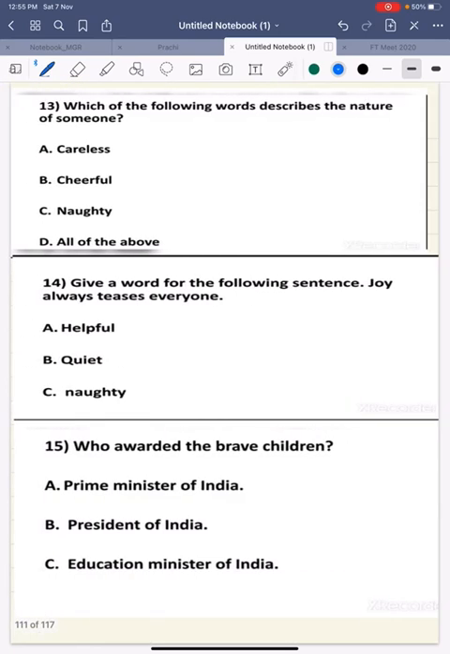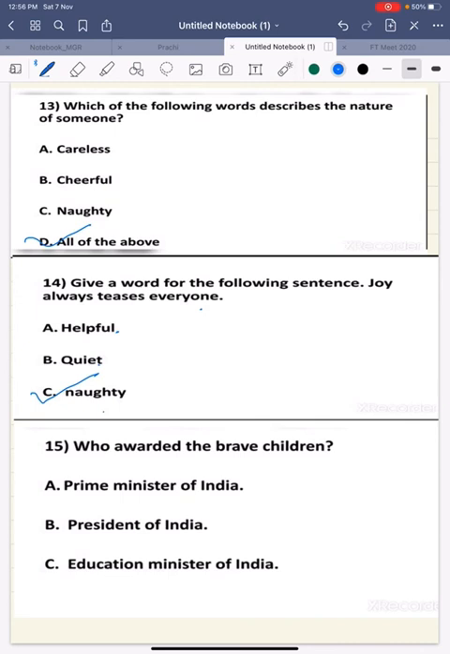Now, next question. Which of the following words describe the nature of someone? Is careless a nature, cheerful, naughty, or all of the above? Yes, all of the above is the right answer because careless, cheerful, and naughty, all these things describe the nature of a person. Next, give a word for the following sentences. Joy always teases everyone. So, what is the nature of joy? Is he helpful, quiet, or naughty? Yes, he is naughty because he teases others.